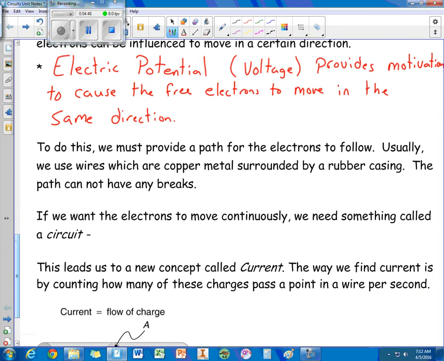Now, something else we need to do is provide a path for the electrons to follow. Typically, that's going to be a wire. And usually for wire we use copper. I know silver is a better conductor, but the price of silver is higher than the price of copper, at least for now. So we take some copper metal, we surround it with a rubber casing, that way the electrons can't jump off, and this provides a path. Now the path itself cannot have any breaks because air is a really, really good insulator and the electrons really don't want to travel through it.